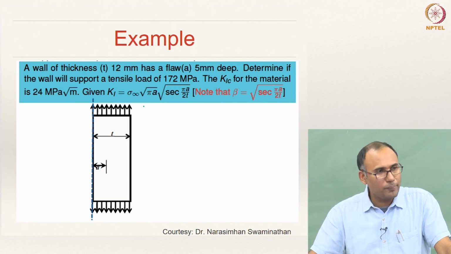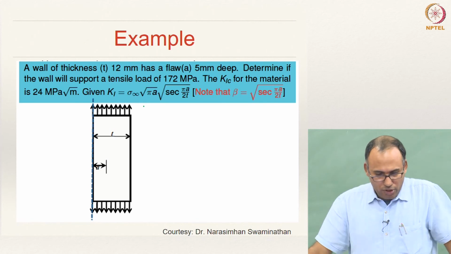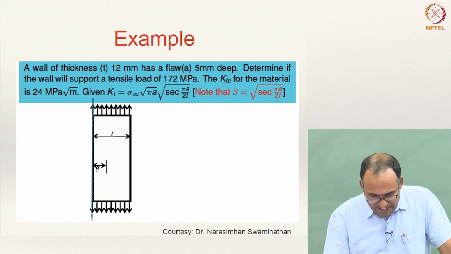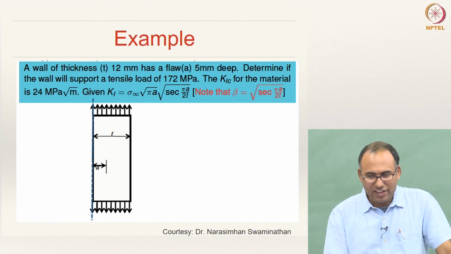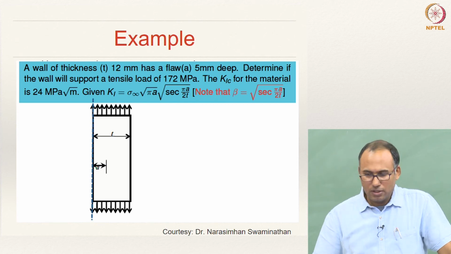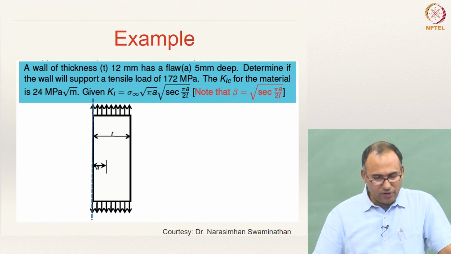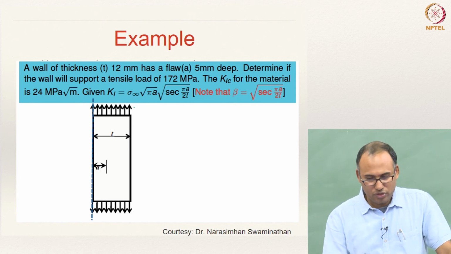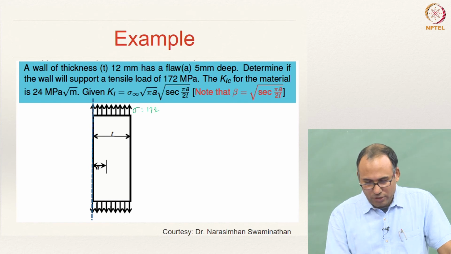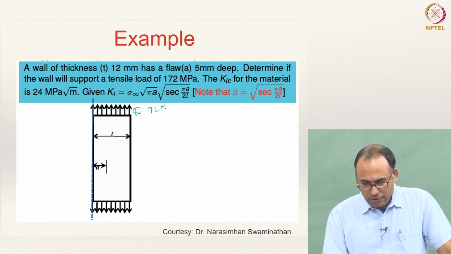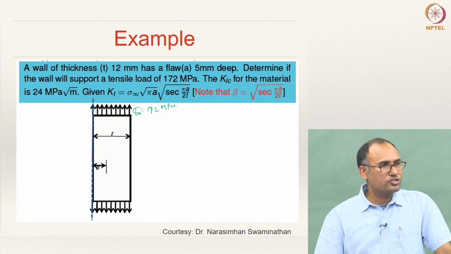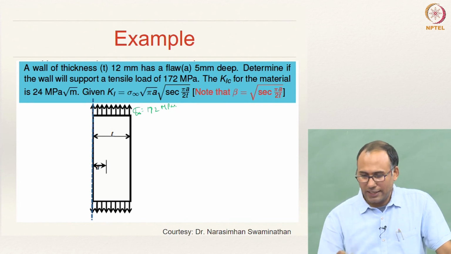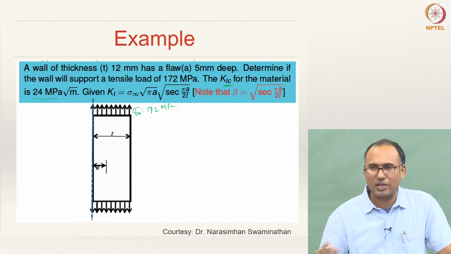So here is an example problem. You have a wall of thickness 12 mm with a flaw size 5 mm deep. So you have a crack 5 mm deep. You need to determine if the wall will support a tensile load of 172 MPa. So if this is sigma infinity equal to 172 MPa, you need to check whether this will support that or not. That means whether the crack will propagate or not. And the K1C for the material is 24 MPa root meter.